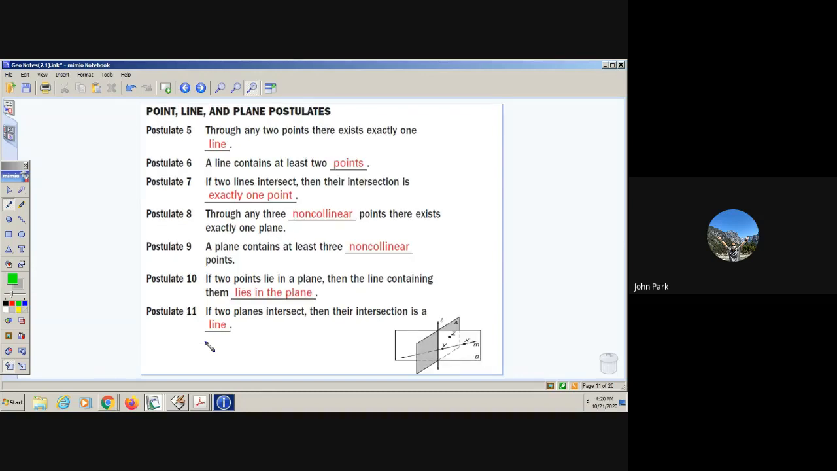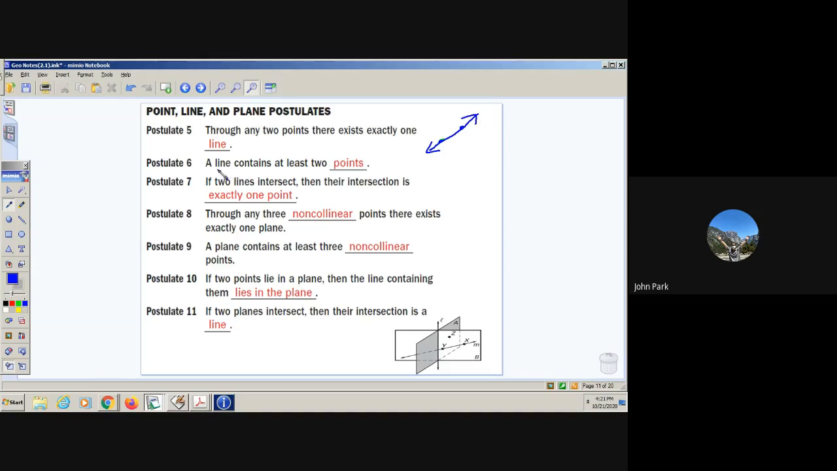So if you have any 2 points, you can draw one line through those 2 points. So if I have a point here and a point here, through those 2 points I can draw one line. Well, it's supposed to be straight, but yeah. And that's the only line I can draw going through those 2 points. So that's what that is saying.